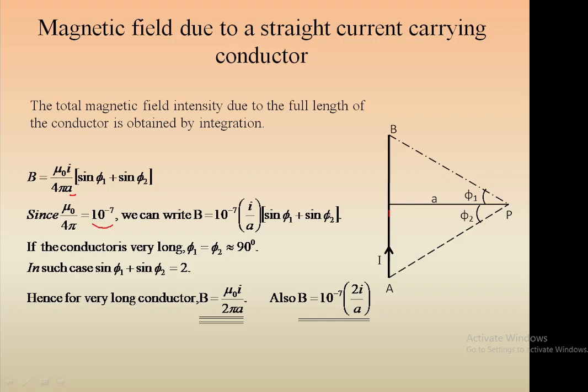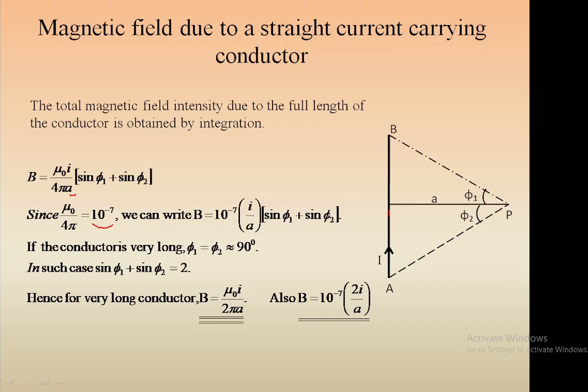Now if the conductor is very long, then phi 1 and phi 2, the angles subtended at the point P by the two ends A and B, become approximately equal to 90 degrees. You can imagine that if the conductor is very long, the angle subtended at the point P by each end becomes approximately 90 degrees. In such cases, sin phi 1 plus sin phi 2 is sin 90 plus sin 90, which is equal to 2.